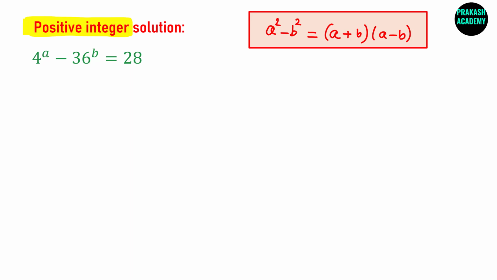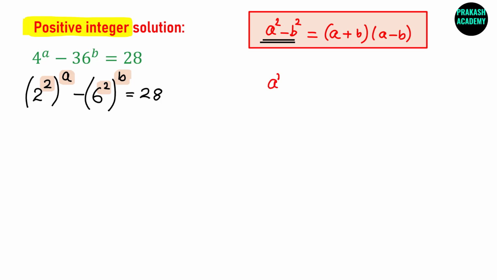So let us try to simplify this. 4 can be written as 2 squared, and then power a. 36 can be written as 6 squared, raised to the power b, is equal to 28. Now see, I want a square minus b square, but I have here something different: 2 raised to the power 2a here, 2 here and b here.